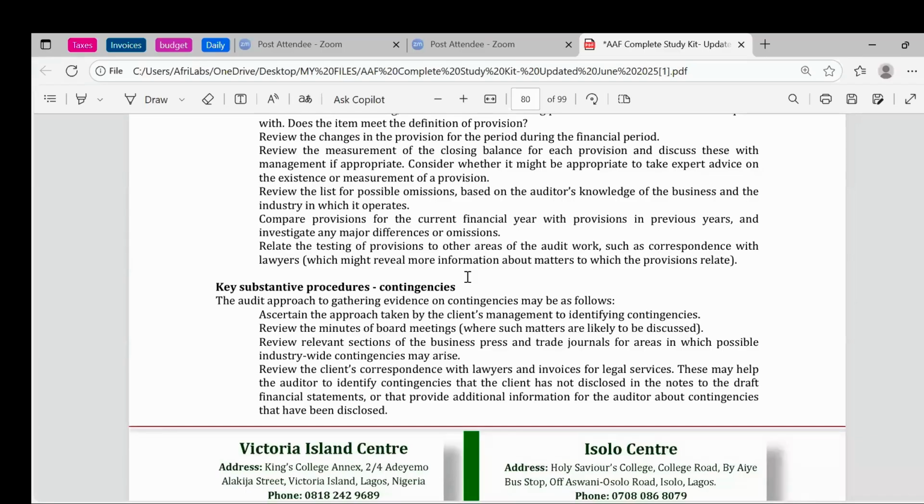So that now helps you to know that contingency is actually an SOFP item. For example, if you have a court case and there's a 50% chance that you'll be liable for the default on that court case, and the money that they're asking for is 100 million. Based on the rule of contingency, because of the 50% chance, you're supposed to make provision for 50% of the amount that should be refunded. So that's 50 million.